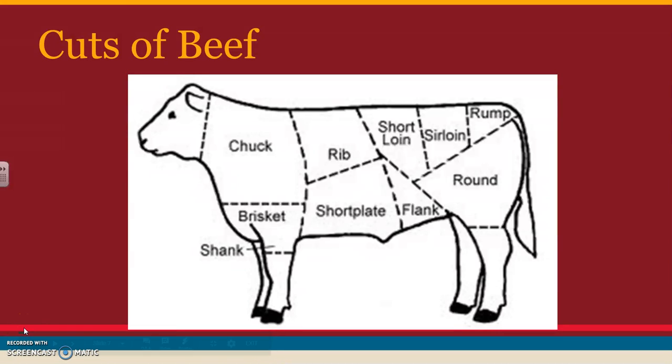So I want to take some time to talk about beef and then pork and then poultry specifically. So we're going to start with beef. This is a diagram of all of the wholesale cuts of beef. Okay, so you've got your chuck, your brisket, your shank, rib, short plate, flank, short loin, sirloin, rump, and round.